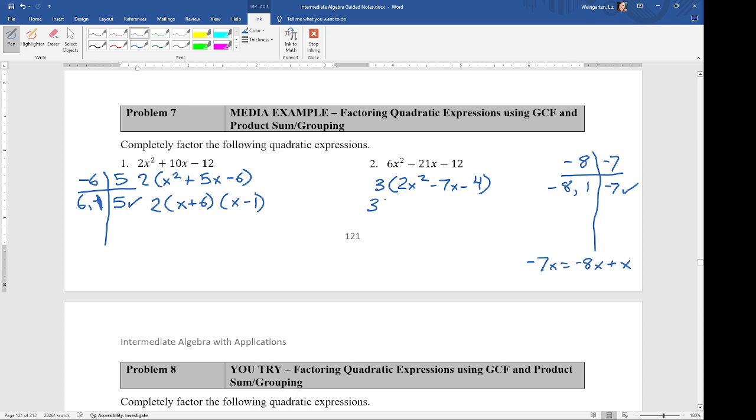So we'll keep this 3 around. We're not going to do anything with it. 2x squared minus 8x plus x minus 4. Now we have a common factor between our first two terms. We can factor out a 2x. I'm going to use brackets because we're going to have some parentheses on the inside. So we get a 2x times x minus 4 plus, there are no common factors between x and a negative 4, so I'm just going to factor out a 1.